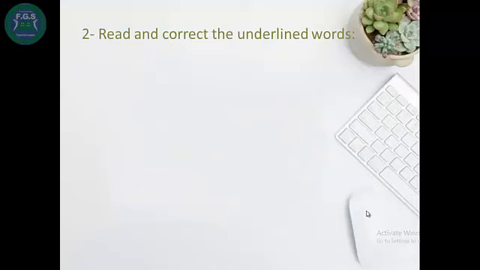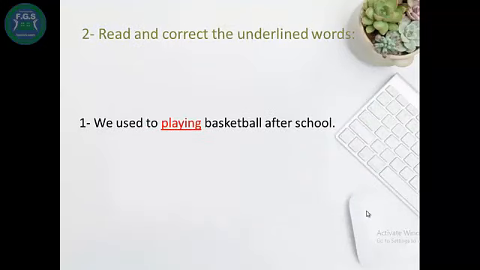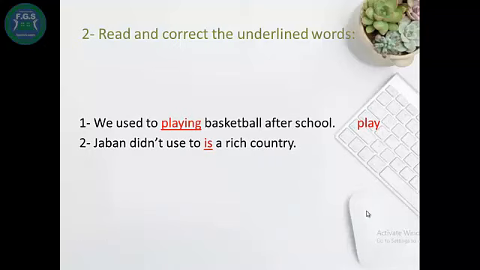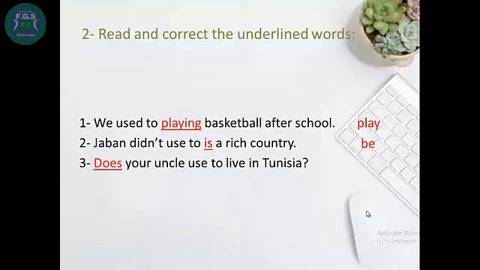Read and correct the underlined words. Number 1. We used to playing basketball after school. Used to plus the infinitive, play. Number 2. Japan didn't used to is a rich country. Use to plus the infinitive. The infinitive form of is is be. Number 3. Does your uncle used to live in Tunisia? Did your uncle used to?